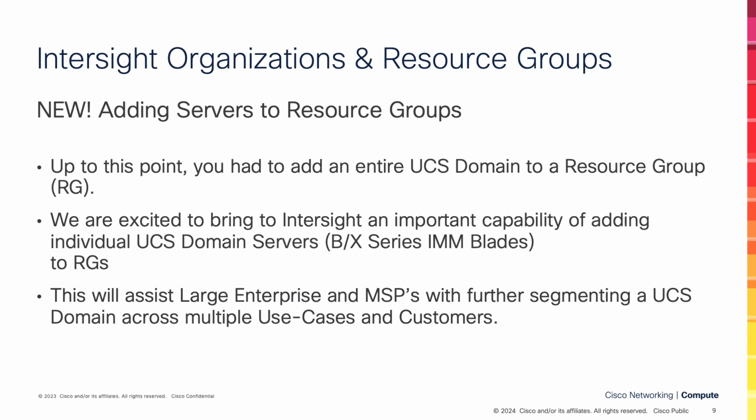Introducing something new to Intersight, something very exciting, is being able to add individual UCS domain servers to resource groups. Up to this point, as of a couple weeks ago, in the life of Intersight and Intersight managed mode, I've had to add an entire domain to a resource group. But now I can pick and choose individual servers southbound of the FIs to be added to a particular resource group. So I can segment further down inside of a domain.